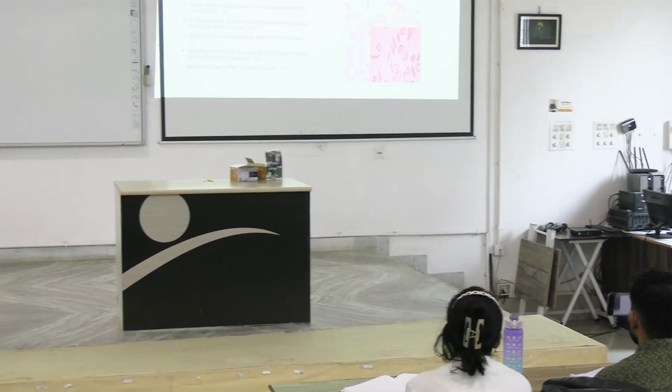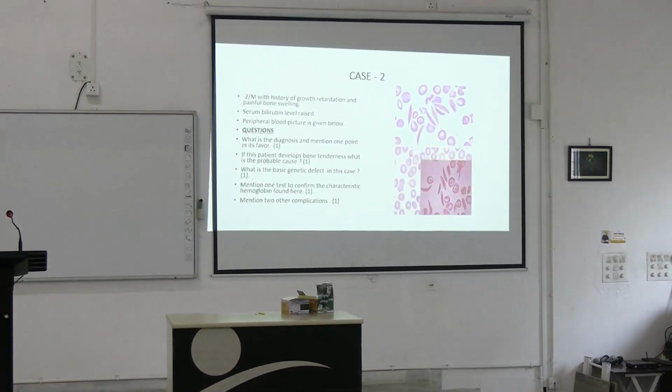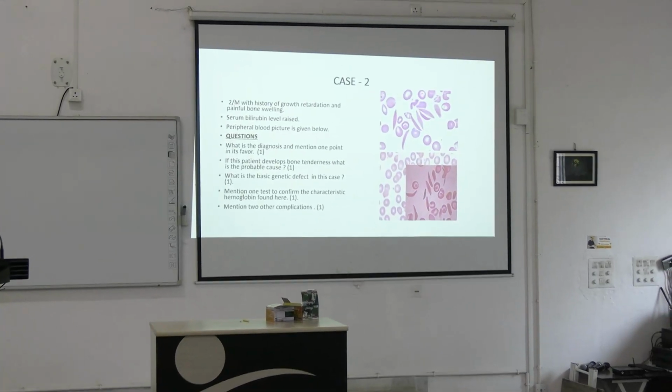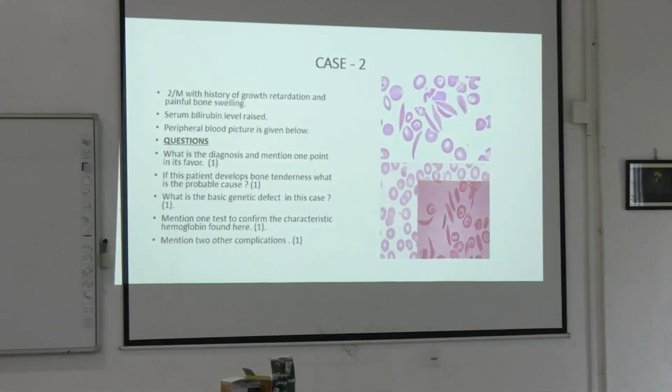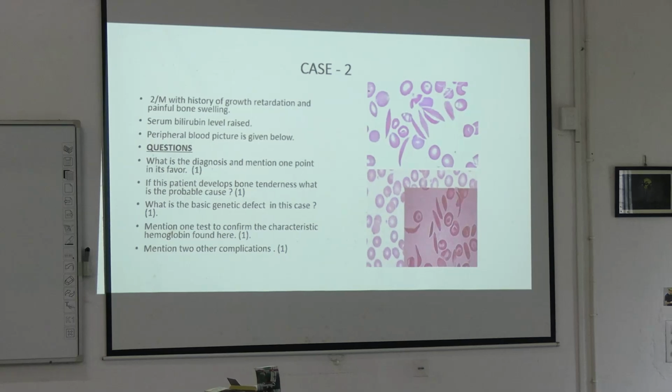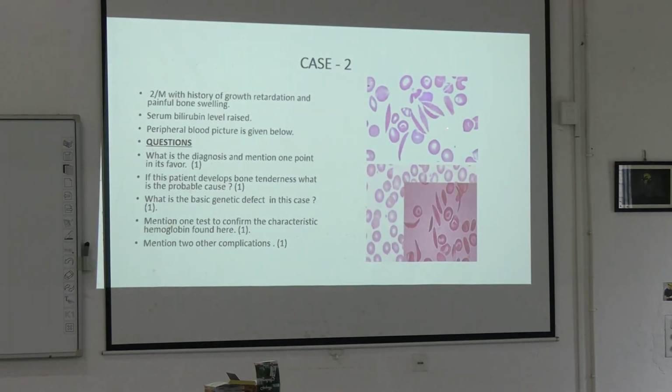Okay, next case. What is this? Two-year male with history of growth retardation and painful bone swelling. Serum bilirubin is raised, peripheral blood picture is given. So what are these cells? Sickle cells. Okay, so what is the diagnosis and mention one point in its favor? Sickle cell anemia, because of those irreversibly sickled cells.